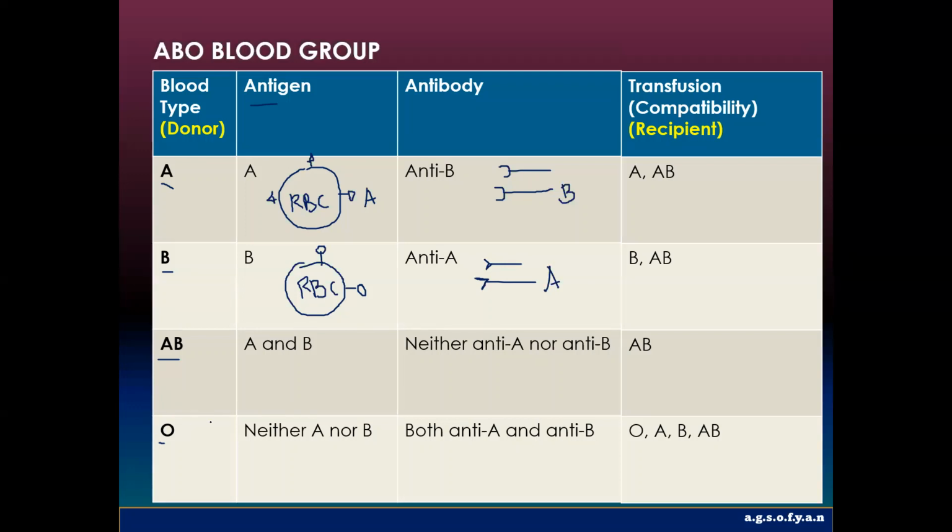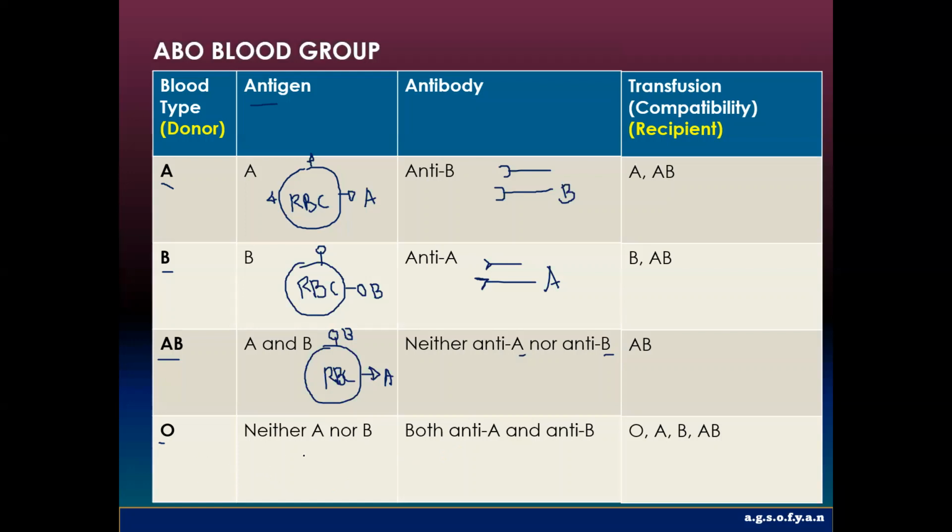Now, how about AB? AB blood type means that this person carries both antigen A and antigen B on his red blood cell. So this is B, this is A. Because he carries both antigens, he will not be able to produce antibody A or B. So he will not have antibodies in his blood.